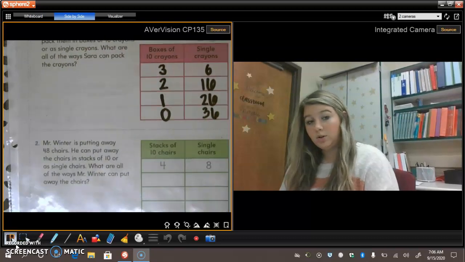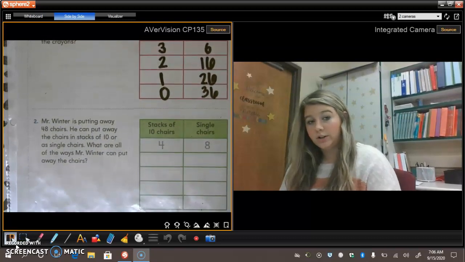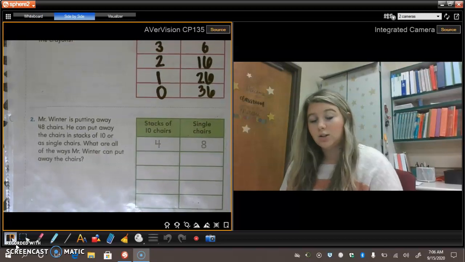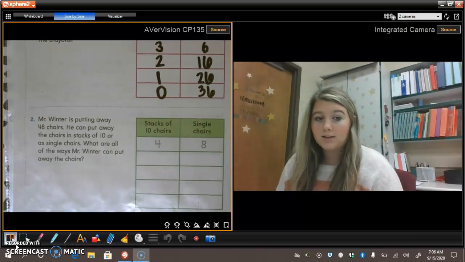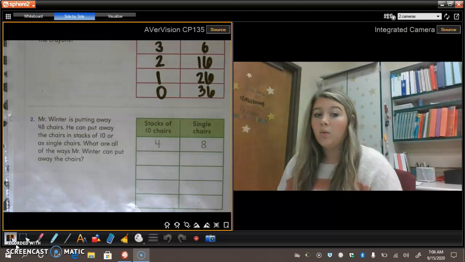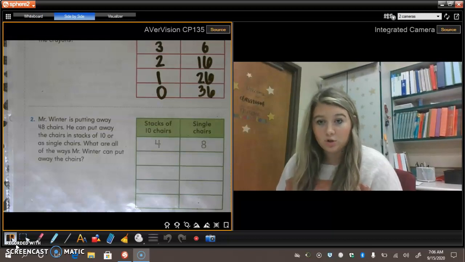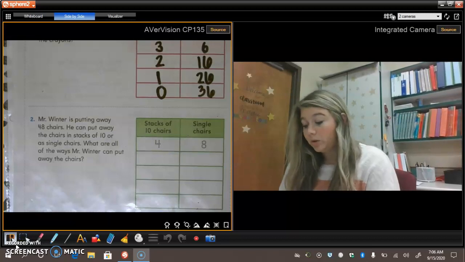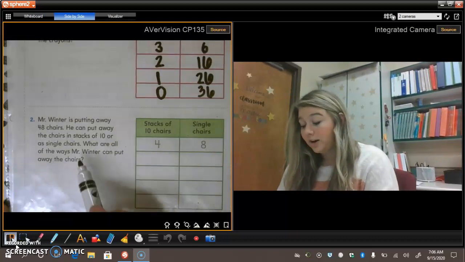And then number 2, Mr. Winter is putting away 48 chairs. He can put away chairs in stacks of 10 or as single chairs. What are all the ways Mr. Winter can put away chairs? So, same thing. What do we need to know? Or what are we trying to find out?